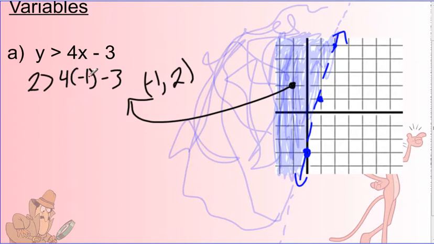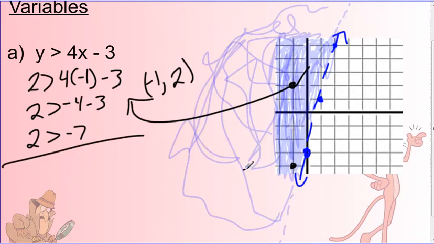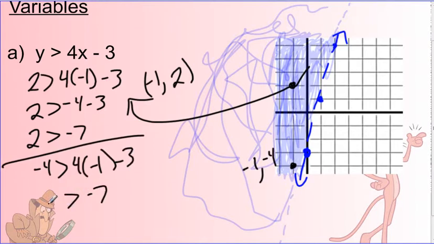Let's check. 4 times -1 is -4. -4 minus 3 is -7. Is 2 bigger than -7? Yes. Check. It worked. I could pick another point if I wanted. How about this one way down here someplace? That would be an x value of -1, y value of -4. So -4 is greater than 4 times -1 minus 3. This, again, is going to give me -7 on this side and -4 there. Is -4 bigger than -7? Yes. So this point checks out too.